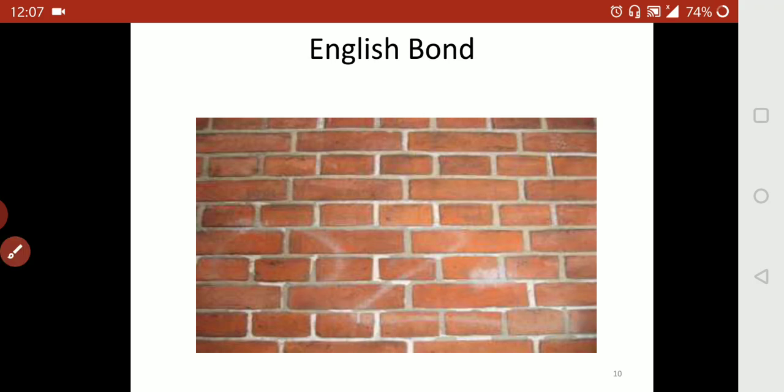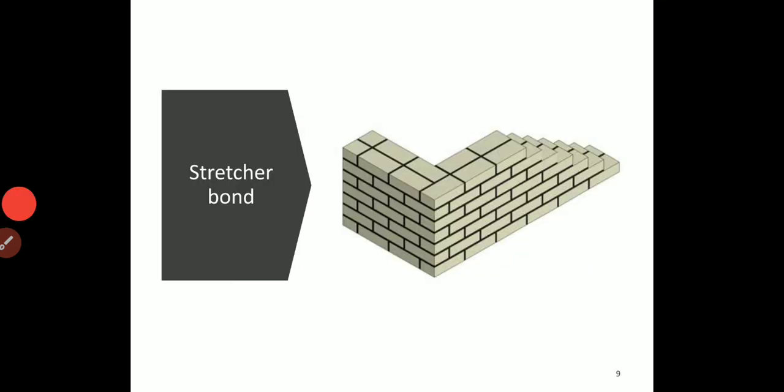This is the most common and popular bond, and it is used for wall thickness ranging from 20 centimeters. When a wall thickness of 20 centimeters is considered, then this type, English bond, is used. It consists of equal balancing of headers and stretchers in the wall. That is, the header and stretcher are arranged in alternate courses. You can see here header, stretcher, header, stretcher.